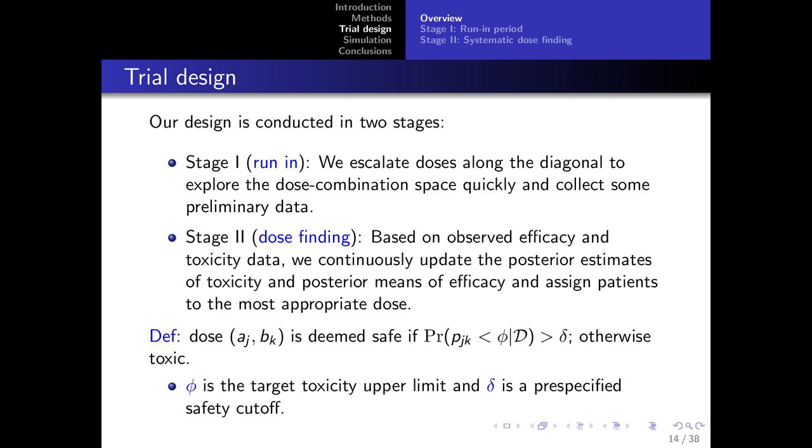In order to describe the dose finding algorithm, we first define what a safe dose is. Here we define dose AjBk as safe if, conditional on the observed data D, its posterior probability of toxicity less than phi is larger than a certain cutoff. Phi here is the target toxicity upper limit, the toxicity limit we don't want to pass, like 30%. And delta is the pre-specified safety cutoff. In practice, we can calibrate this value by simulation study.